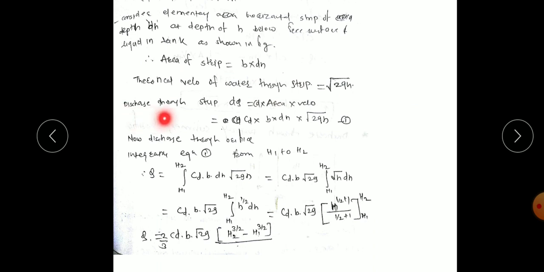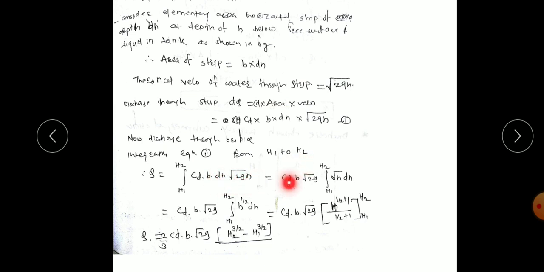Now the actual discharge will be Cd multiplied by area into velocity. So here, Cd, area is b into dh, under root of 2gh. So h is variable, and we can find the total discharge by integration of dQ. The limits are from h1 to h2. So total discharge will be the integration from h1 to h2 of Cd b dh under root of 2gh.